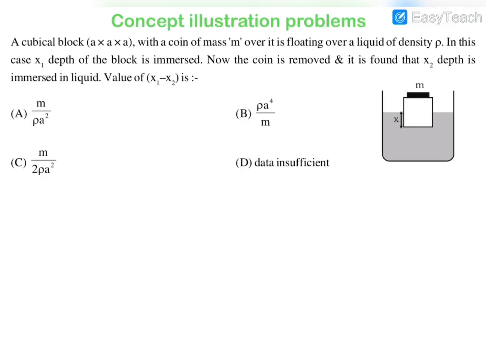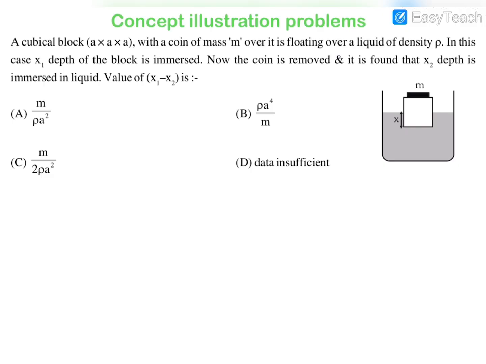In this question, you can see that there is a cubical block of side a by a by a, and there is a coin of mass m which is kept over this cubical block, and this system is floating in a liquid of density rho. Now when the coin is placed over the block, the length of the cubical block immersed in the liquid is x1, and when the coin is removed, the height of the block immersed in the liquid is x2. So we have to find x1 minus x2.